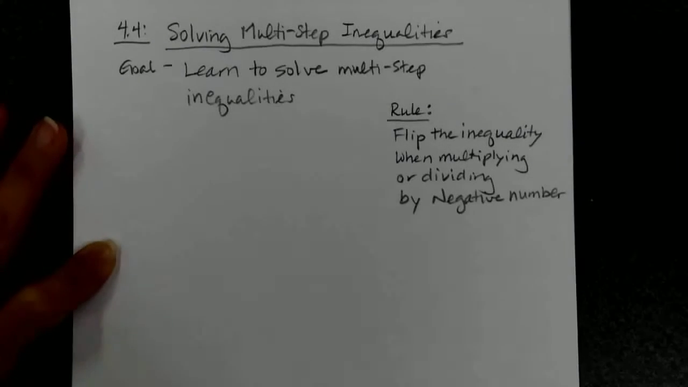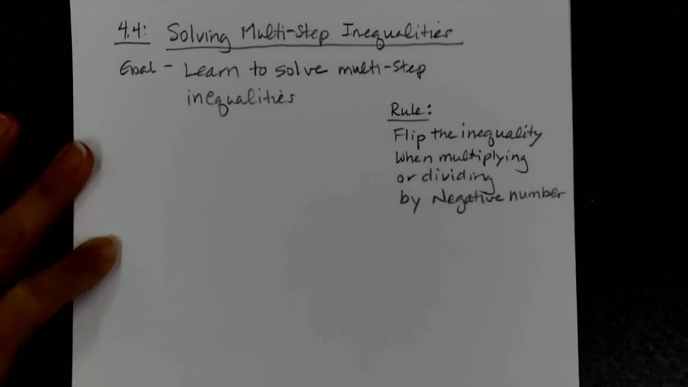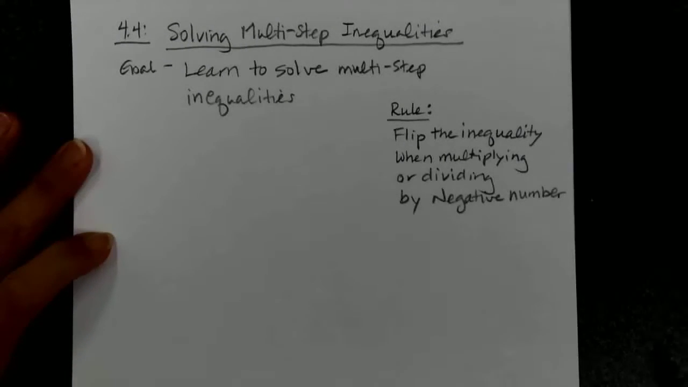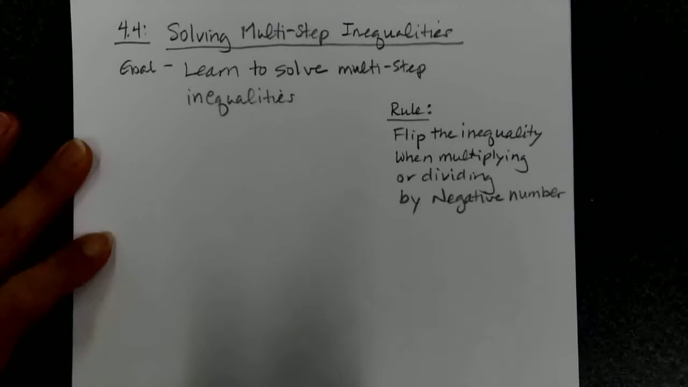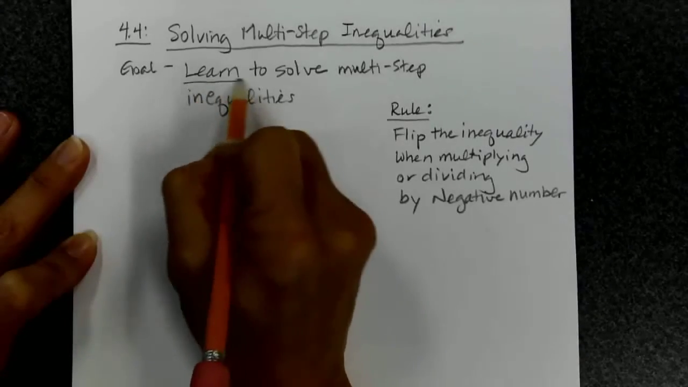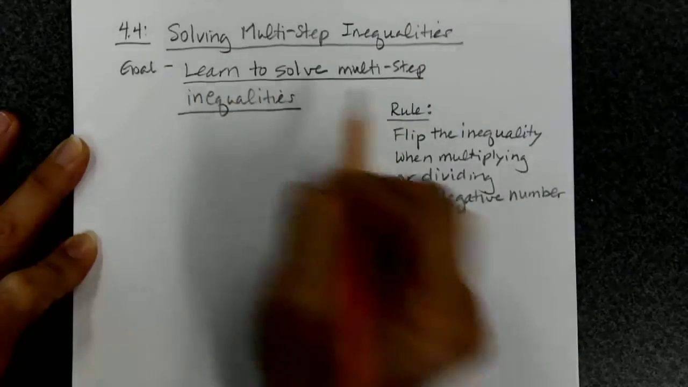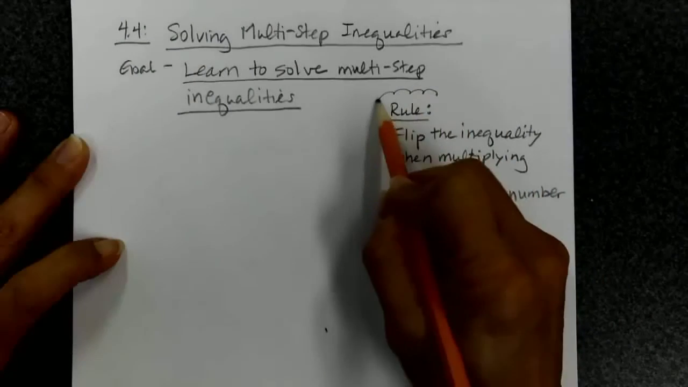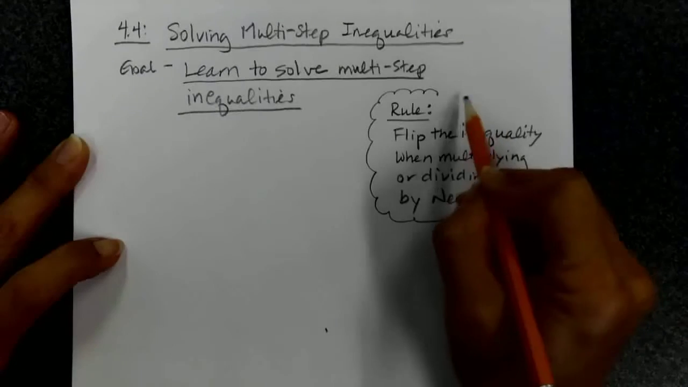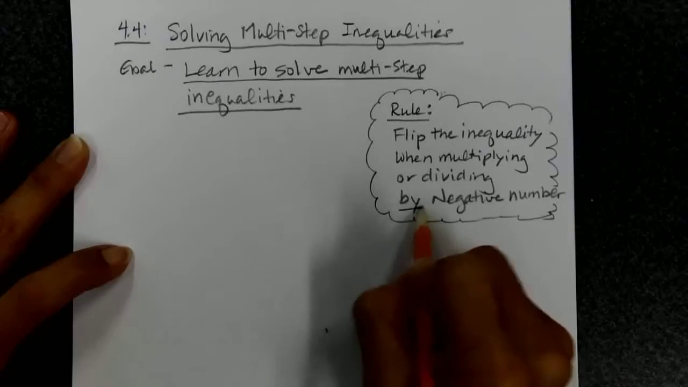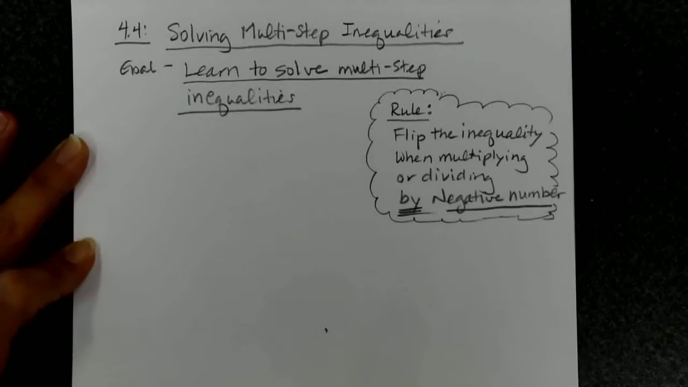In this section 4.4, which is called Solving Multi-Step Inequalities, we will be bringing everything together. We're going to be adding and subtracting and multiplying, dividing to solve inequalities. So your learning goal for this section is to learn to solve multi-step inequalities. Now remember the rules for multiplying, dividing, and that one rule is that you must flip the inequality when you're multiplying or dividing by a negative number.